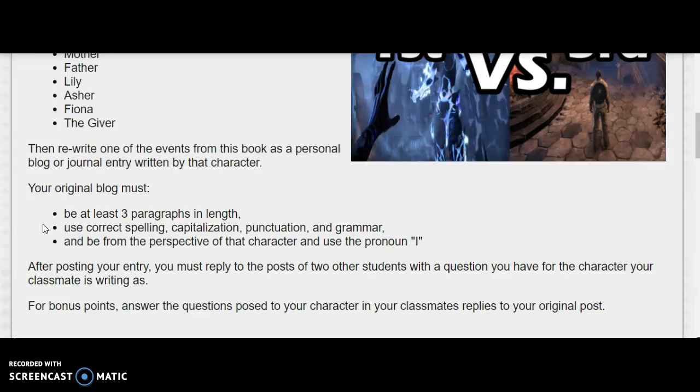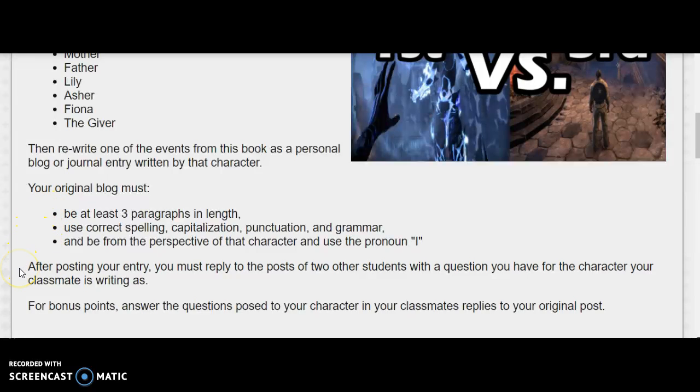Your blog must use correct spelling, capitalization, punctuation, and grammar. While blogs are informal, blogs must still be readable. In order to make things readable, we follow some very basic rules of writing. Your blog also must be from the perspective of that character and use the pronoun I. Beyond those 3 things, you can add, you can do more, but you must meet at least these 3 requirements.